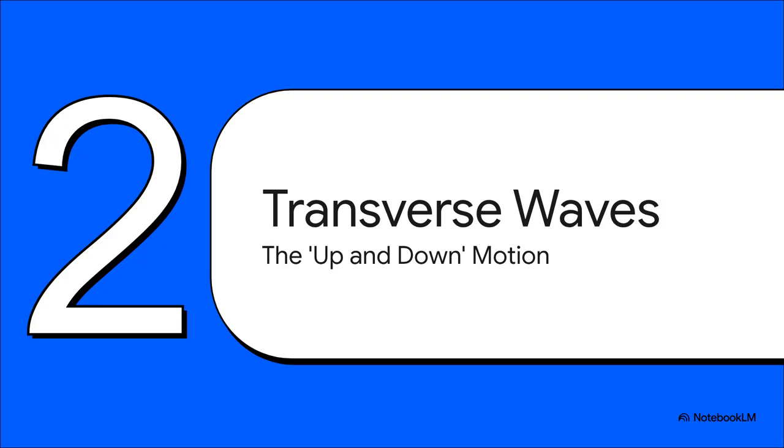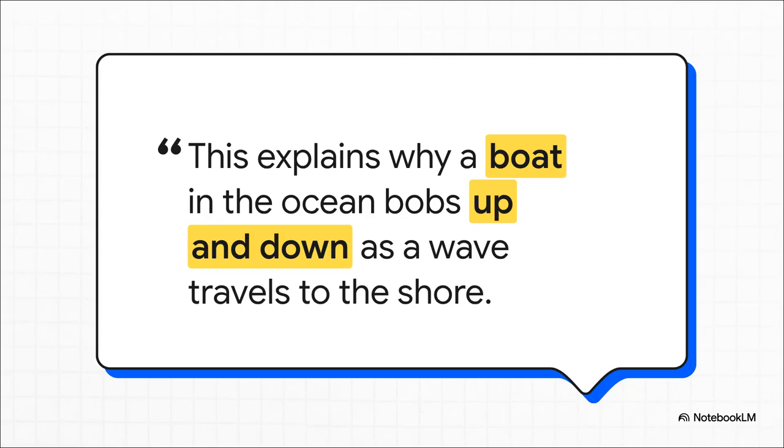Okay, now that we know what a wave is, an energy mover, let's meet our first of two main types. This is the transverse wave, and you can think of this as the up and down wave. And here is a perfect way to picture it. Imagine a boat just floating out on the ocean. A big wave comes rolling toward the shore. What does the boat do? It doesn't surf all the way to the beach with the wave, right? Of course not. It just bobs up, and then it bobs down, pretty much in the same spot. That's because the water particles are moving up and down, which is perpendicular, or at a right angle, to the direction the wave's energy is traveling.